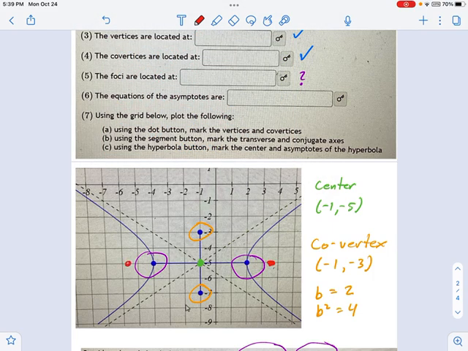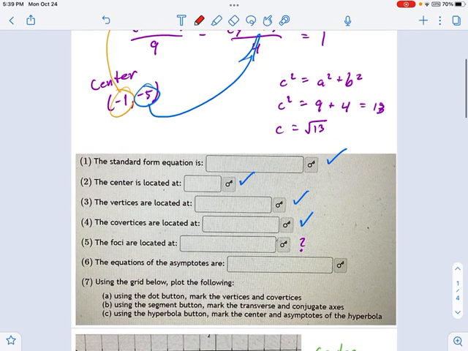I don't know if this is accurate, but it's a pretty good guess. The foci are going to be located to the left and right of the center, even further than the vertices. So what we're going to do is take that center point, and add and subtract from the x portion of it that radical 13. So in this case, I say -1 plus radical 13, comma -5. That will be my first focus. And my second one would be -1 minus radical 13. The y value doesn't change, of course, because it's a horizontal hyperbola. So there's my two foci.